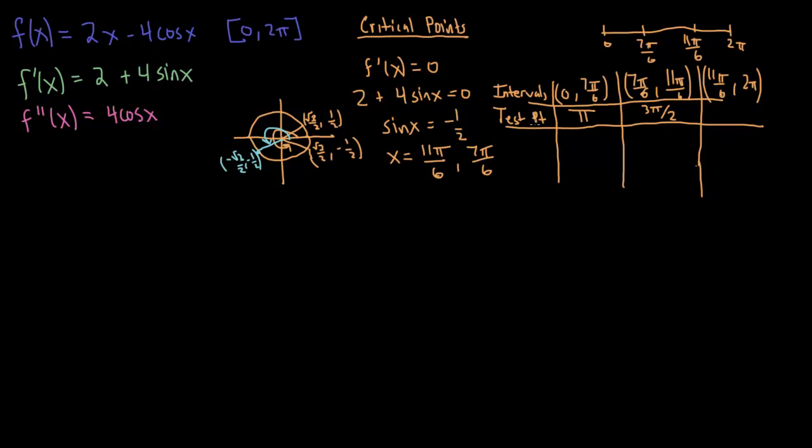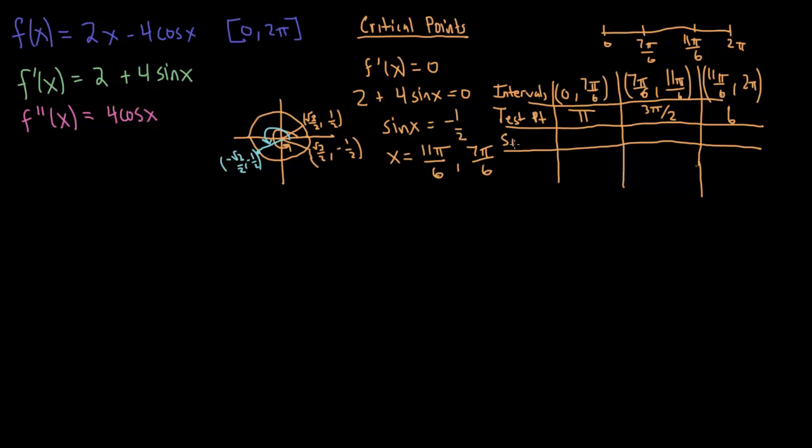So let's see. 11 pi over 6 is approximately 5.75 and 2 pi is approximately 6.28. So let's just pick 6. We'll use our calculator to evaluate the sign of f prime at 6 for that one, but we'll be able to do these other ones in our head.